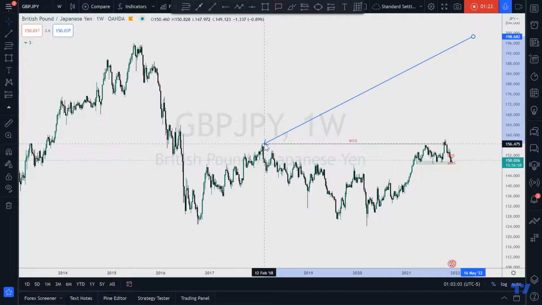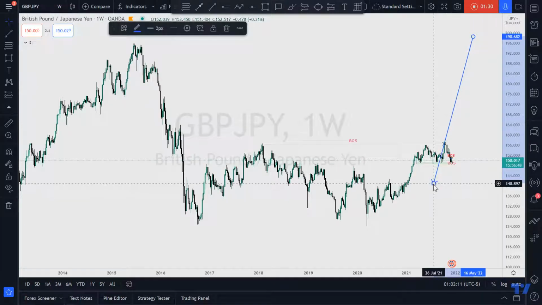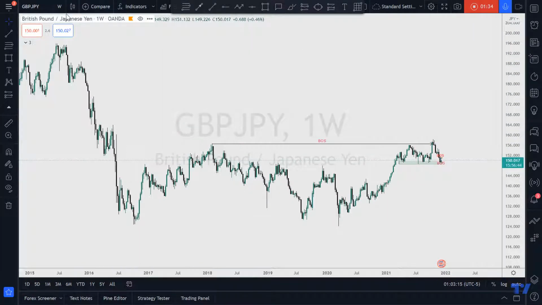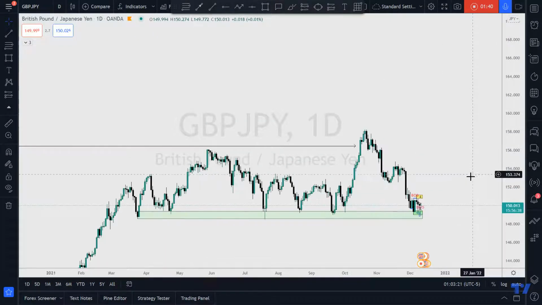We ran the liquidity of this high, broke structure to the upside. And what do we expect after a break of structure? We expect a return to impulse. What does that mean exactly? Let's take a closer look at this price action. I'll tell you exactly what it means.